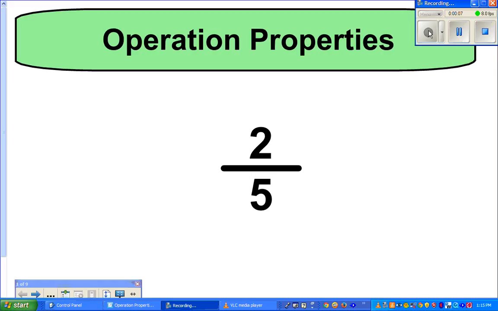Today we'll be learning operation properties. There are 5 videos in this series. This is the second of 5 videos. So after viewing this video, you should have completed 2/5 of the videos in this series, hence our fraction, 2/5.